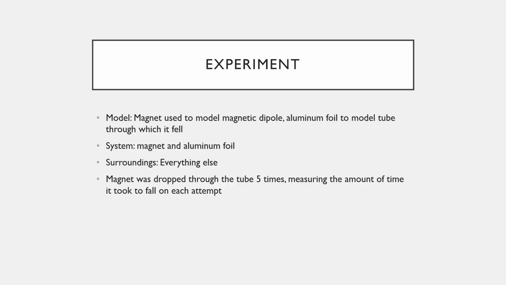So for the actual experiment, we used a magnet to model a magnetic dipole and aluminum foil to model a tube through which the magnet fell. So the system here was just the magnet and the aluminum foil, and the surroundings is everything else. And the procedure was that the magnet was dropped through the tube 5 times, and each attempt just measuring the amount of time that it took for the magnet to fall through.